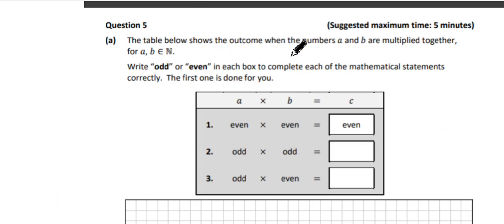The table shows the outcome when you multiply A and B together, where A and B are natural numbers, so A and B have to be whole numbers, yeah? Write odd or even in each box to complete the following.